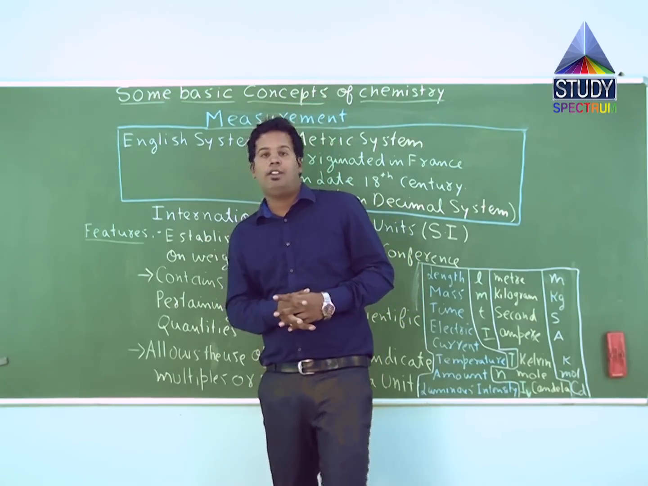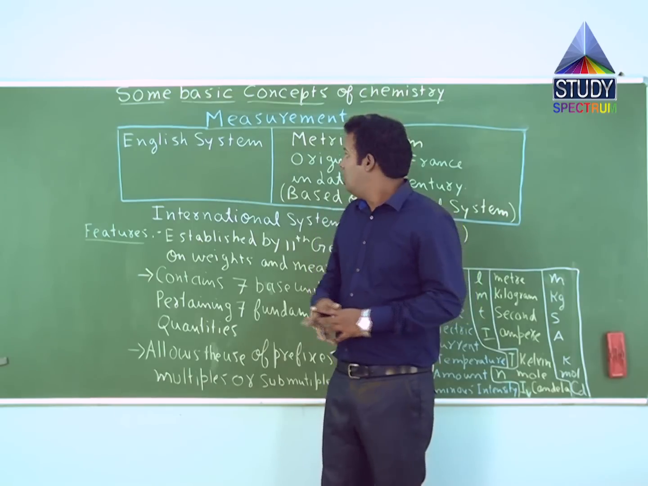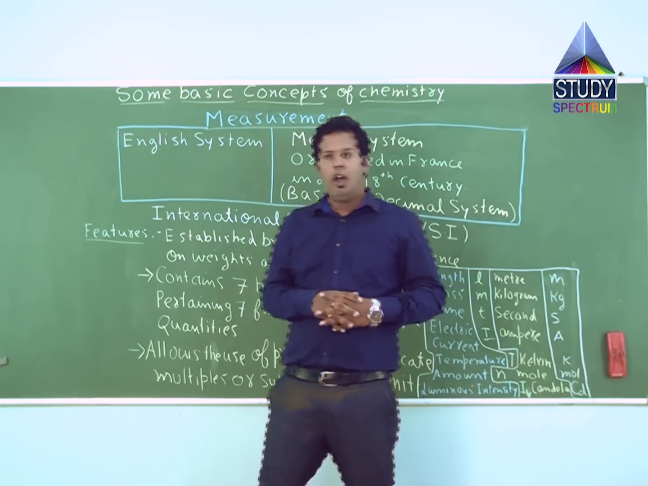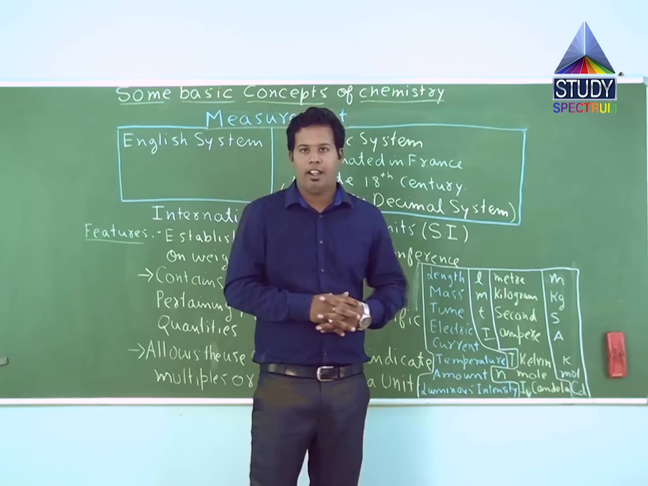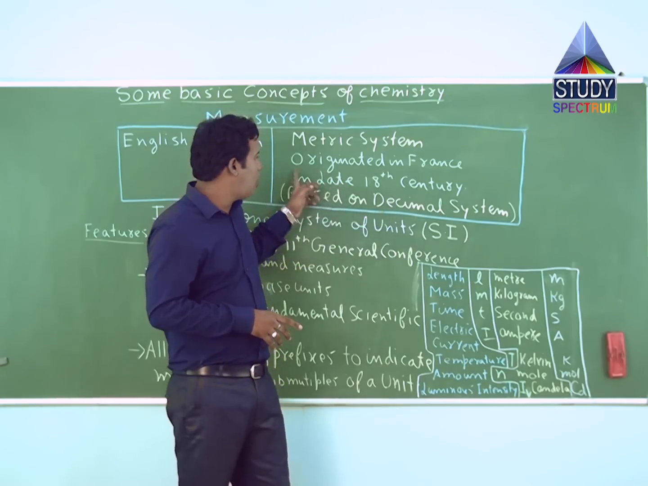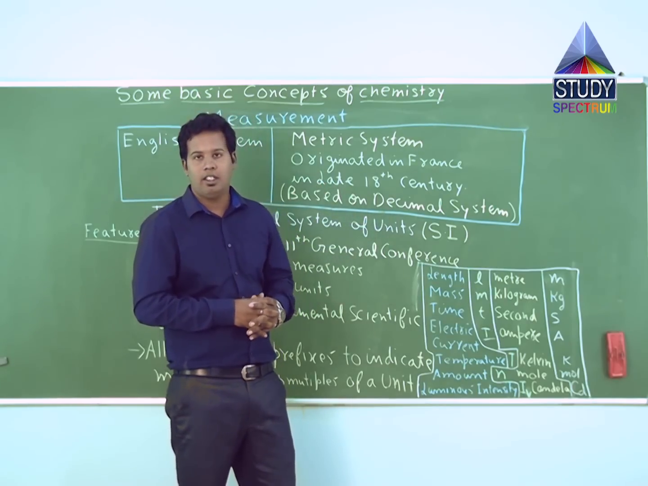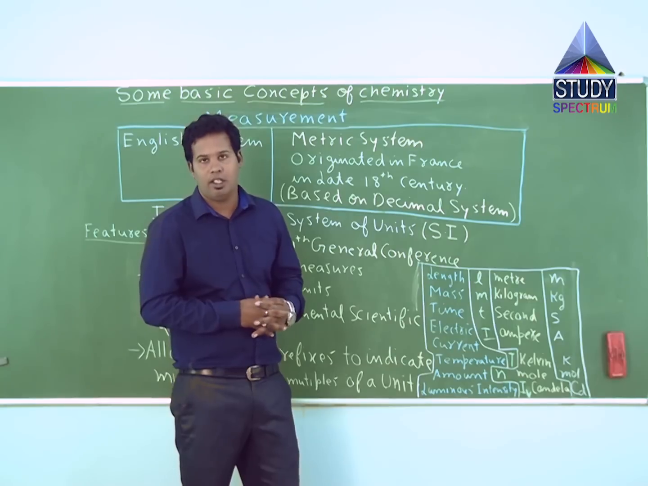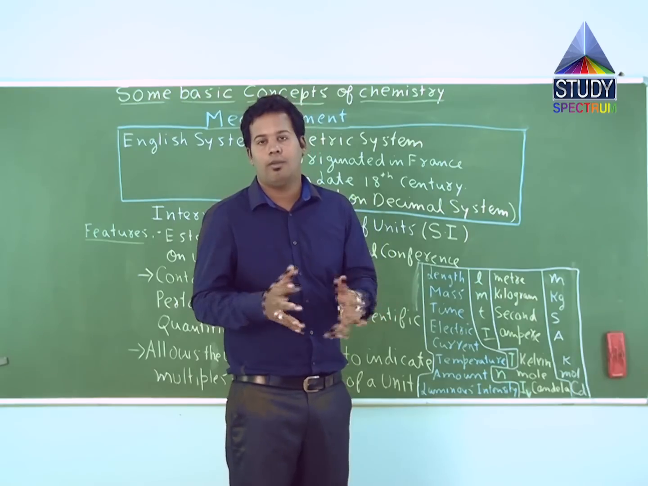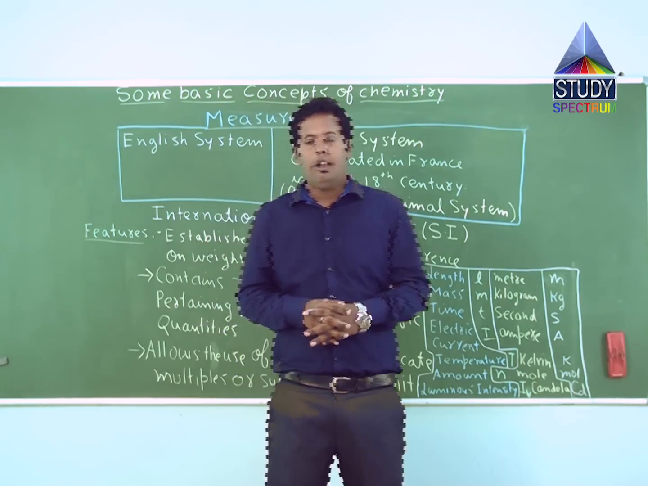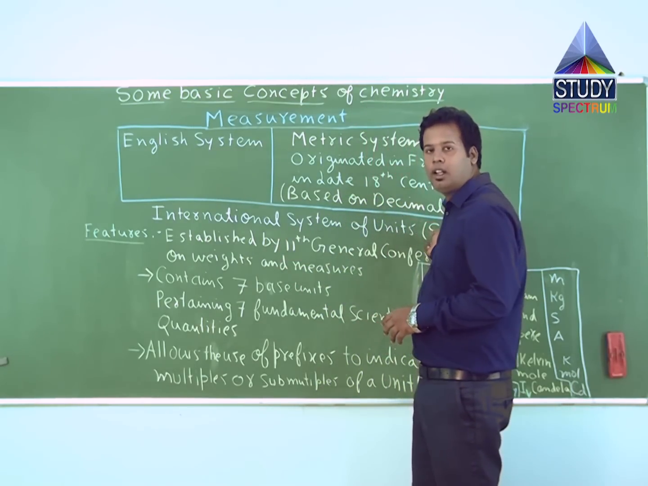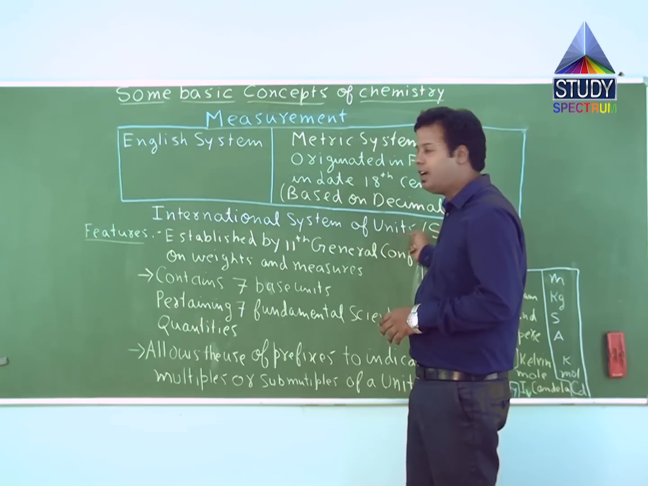Now, there were two different systems which were used earlier for measurement, that was the English system and the metric system. Now, the metric system was more convenient than the English system because it was based on the decimal system. It originated in France in the late 18th century. But there was a need for a common system for measurement. In the year 1960, the International System of Units, which we now better know as the SI system, was introduced.